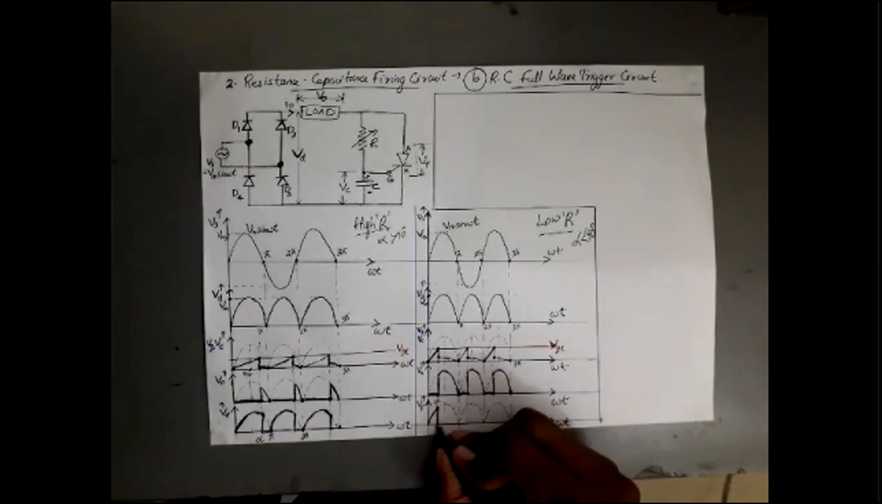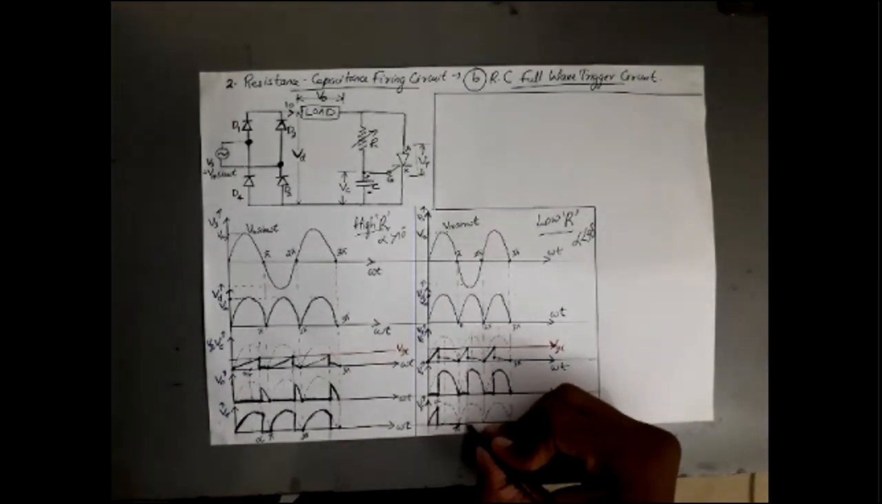So, up to omega t is equal to pi, my SCR is in off state. From pi to pi plus alpha also, my SCR remains in the off state. And at pi plus alpha, my SCR is triggered again. Then what happens?